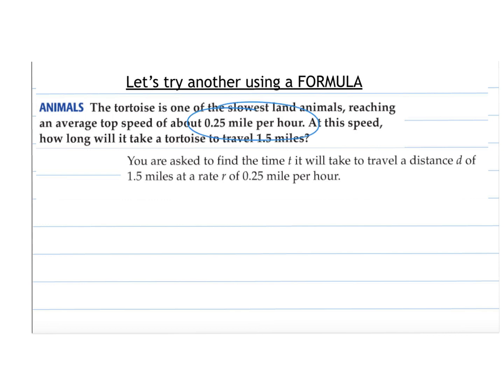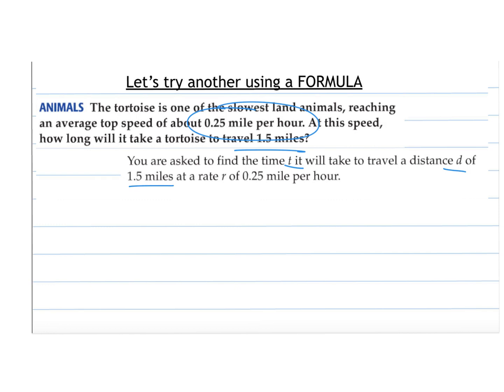And then one more, the tortoise is one of the slowest land animals, reaching an average top speed of about 2,500 miles per hour. At this speed, how long will it take the tortoise to travel 1.5 miles? So we are asked to find the time t it will take to travel a distance d of 1.5 miles at a rate r of 2,500 miles per hour.